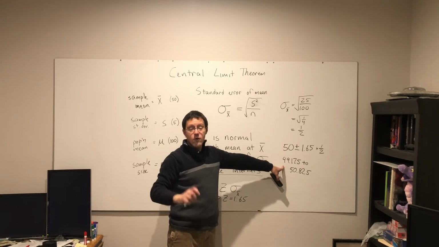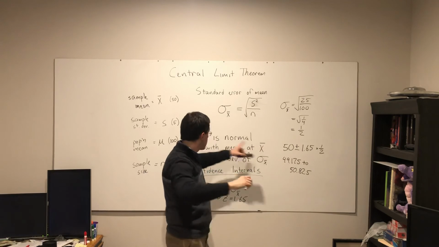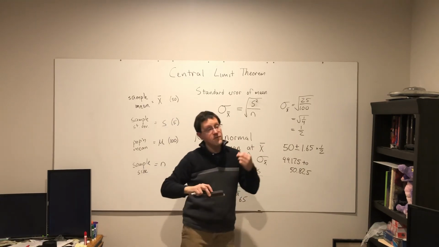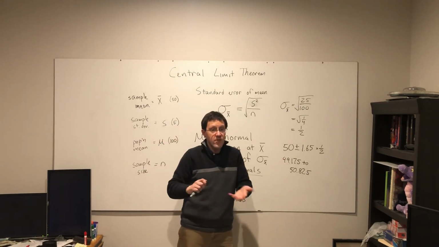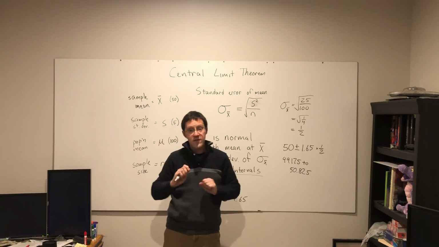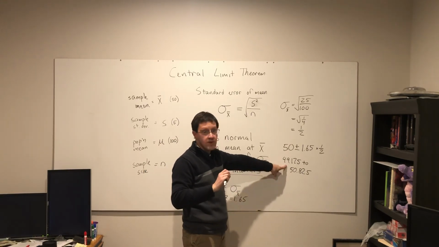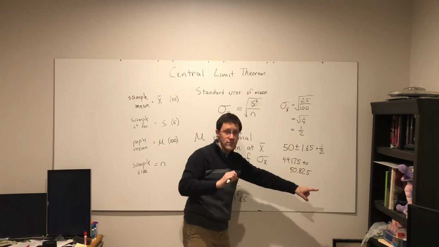So I have now measured, quantified, and calculated the uncertainty based upon the characteristics of the sample. When I say, here's what I think the population mean is, my best guess is 50, there's a 90% chance is between these two numbers, 49.175 and 50.825.